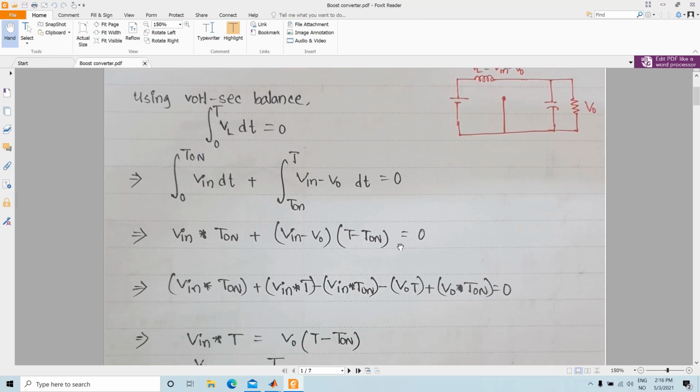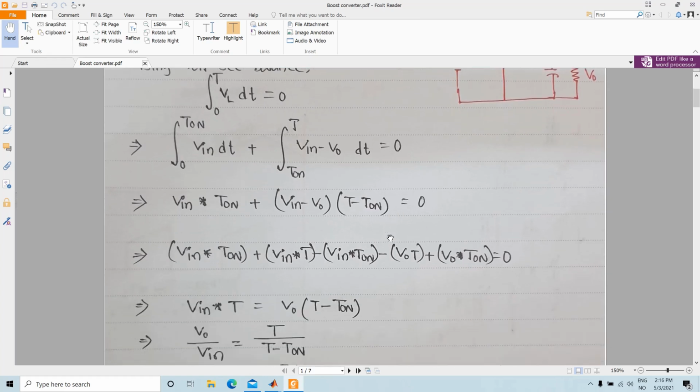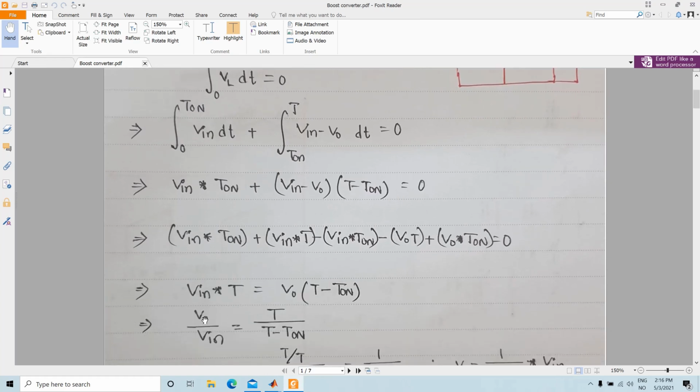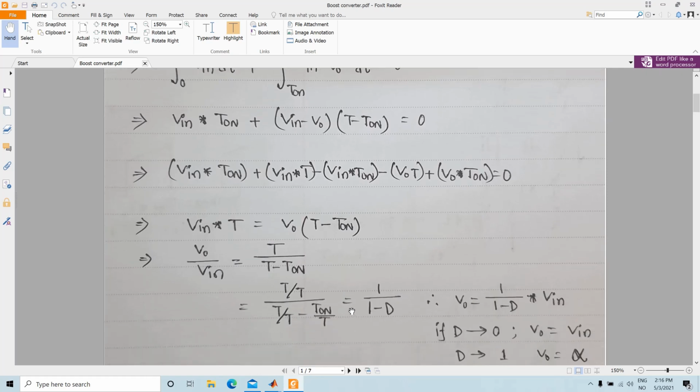And after some simple algebraic manipulation, we end up with V out divided by V in equals T divided by T minus t on. And after further simplification, we end up with V out divided by V in equals 1 over 1 minus D.